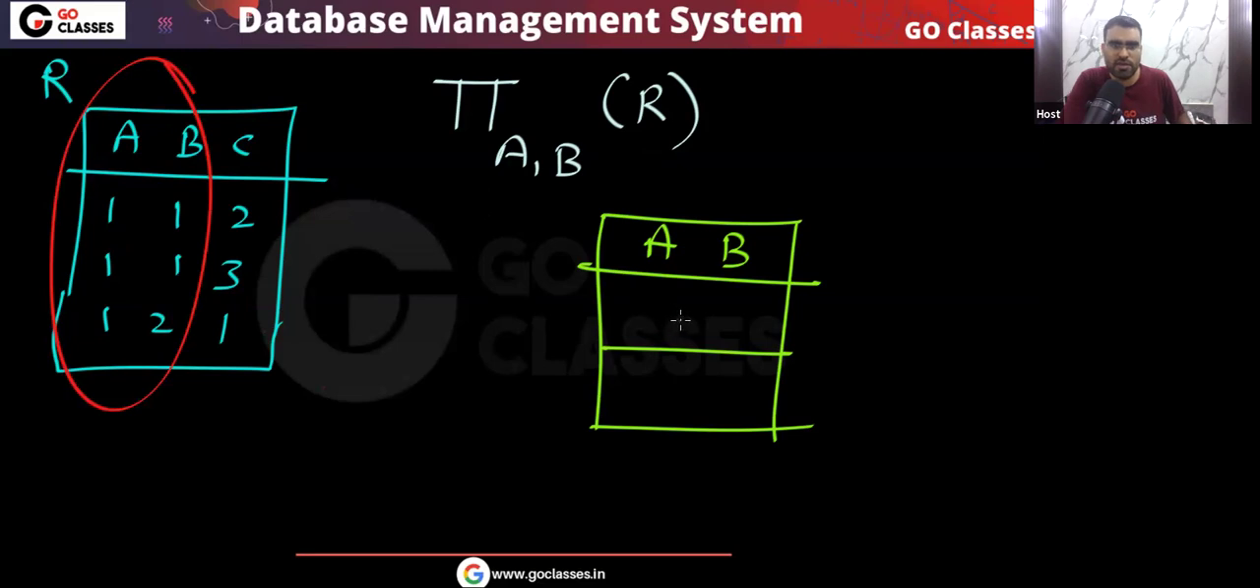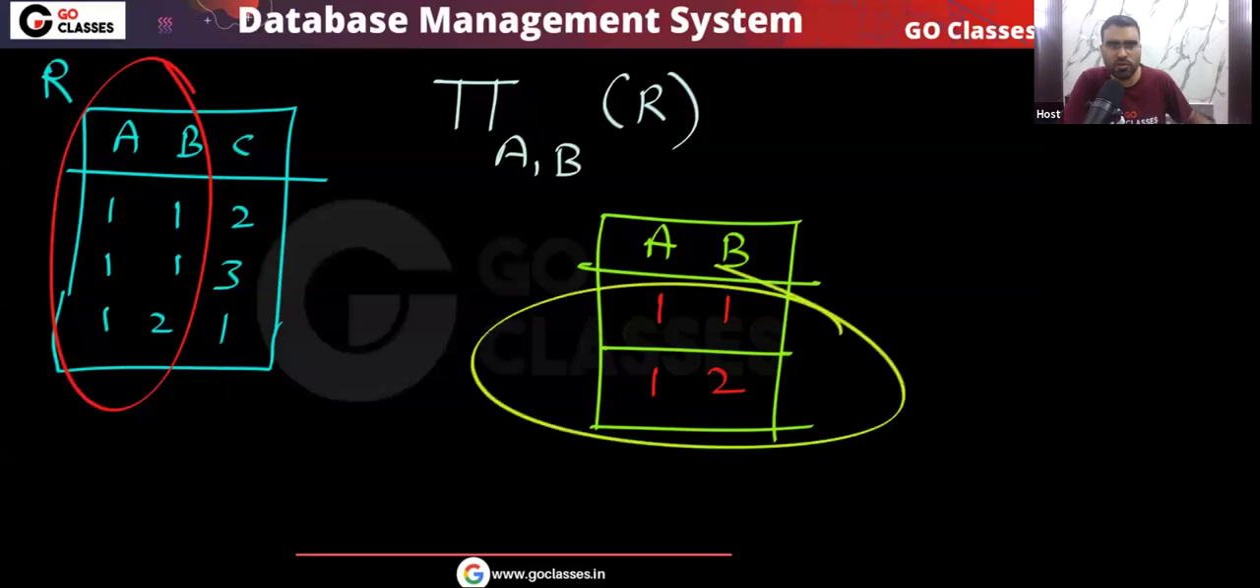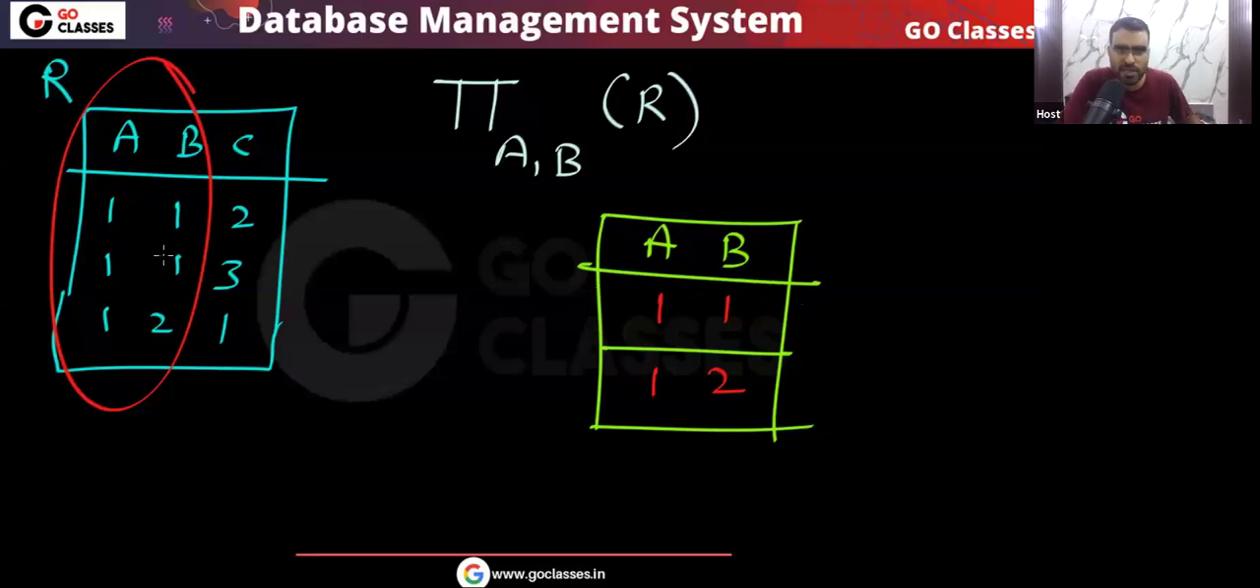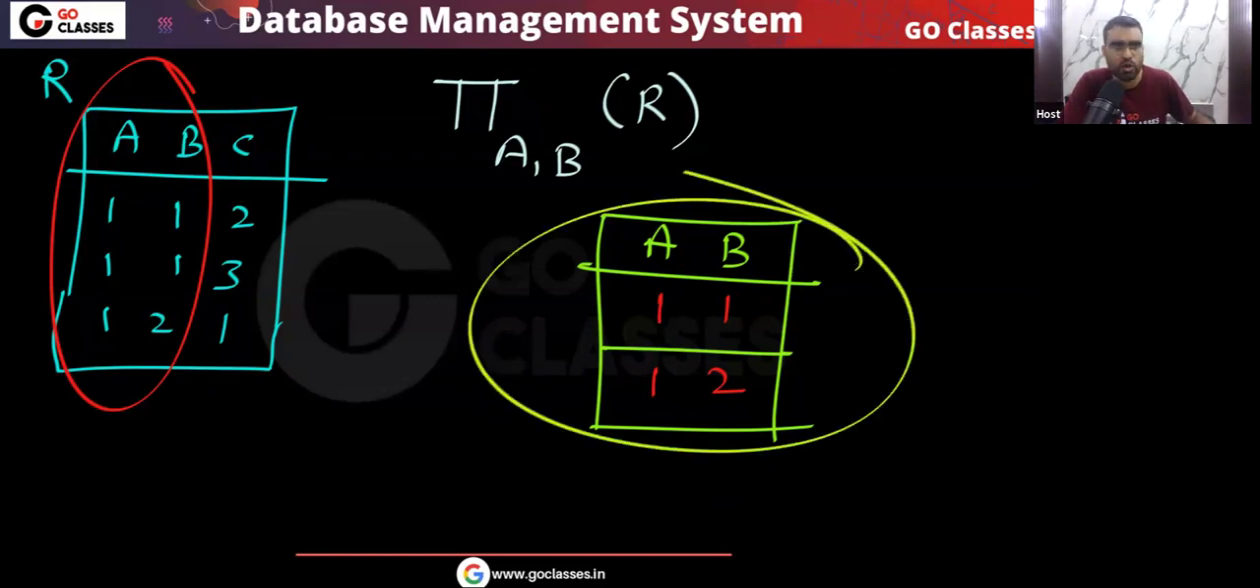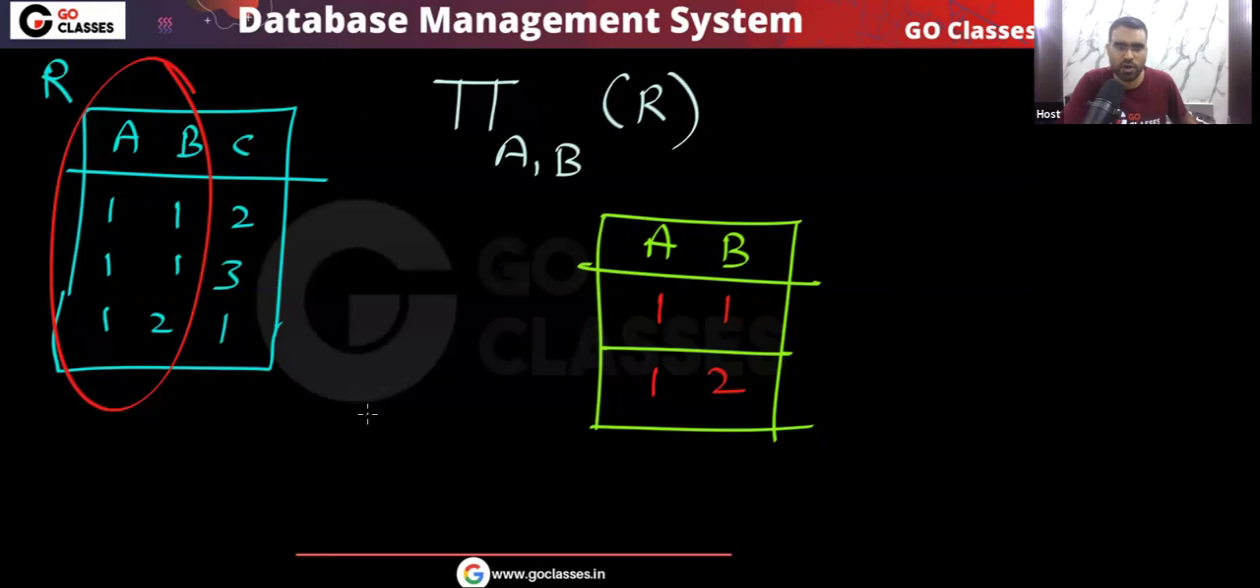So the answer will be 1, 1 and 1, 2. Remember, duplicates will be removed, because in relational algebra the table is a set of tuples. The input and output, all the tables, are sets of tuples, which means duplication is not allowed. You cannot put duplicate tuples. Very simple. So this is the idea.